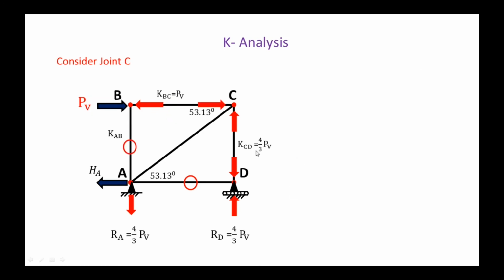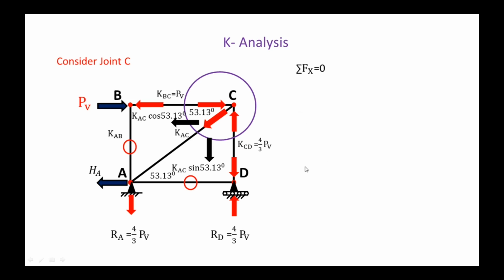Now consider joint C here. Here we can apply the sigma Fx condition and also the sigma Fy condition, because we got the value of CD and we got the value of BC also. So KAC, we are assuming the direction is away from the joint here. These are the resolutions of the member force AC. Horizontal is KAC cos 53.13 and vertical is KAC sin 53.13.